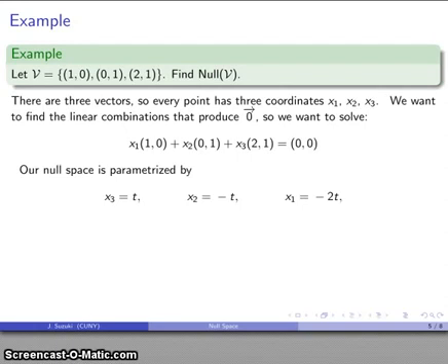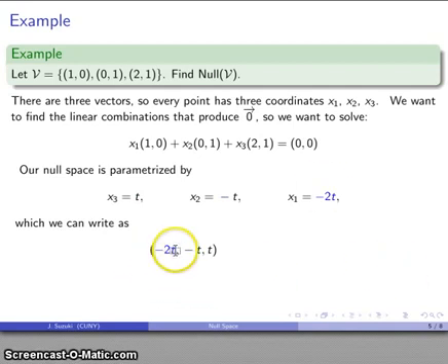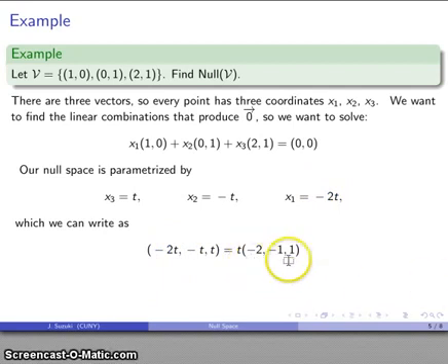And we find that our null space, our solutions, are actually parameterized, and one parameterization is x3 equals t, x2 equals minus t, and x1 equals minus 2t. I can write this as x3, my third coordinate, is t, my second coordinate is minus t, my first coordinate is minus 2t, or let's try and factor this t out because it appears in all terms. This is t times (minus 2, minus 1, 1).